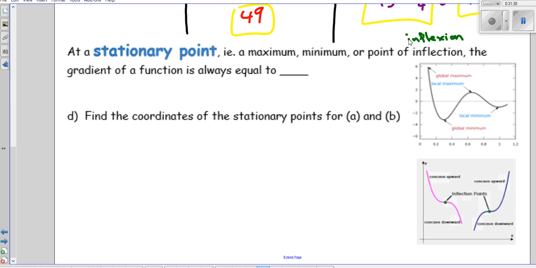At a stationary point, a max, a min, or a point of inflection, like these funny little cubics, like x cubed graphs, or negative x cubed, have these funny little points of inflection. What does the gradient always equal at those points? Zero. Why? Would you say the gradient's negative here? Yeah, it's going down. And the gradient's positive here? Yep. So as you go from negative to positive, it cancels out.